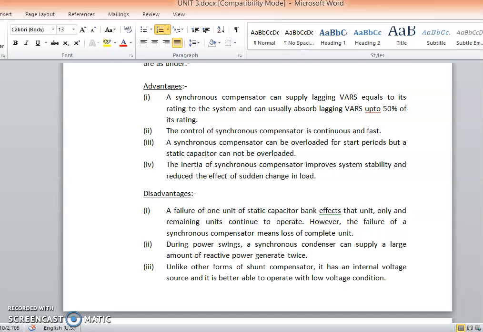And what are the disadvantages? A failure of one unit of a static capacitor bank affects that unit only, and the remaining units continue to operate. However, the failure of a synchronous compensator means loss of the complete unit. It's the biggest disadvantage. During power swing, a synchronous condenser can supply a large amount of reactive power, generated twice. Unlike other forms of shunt compensator, it has an internal voltage source and it is better able to operate with low voltage conditions.